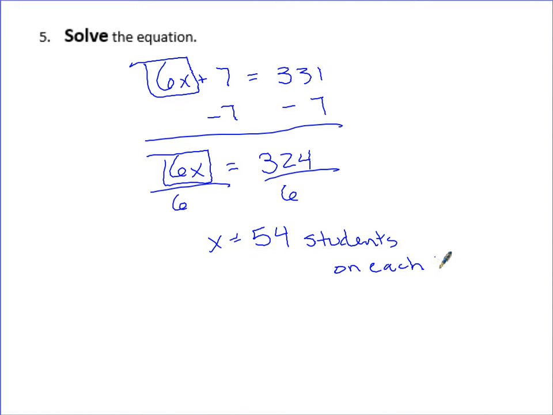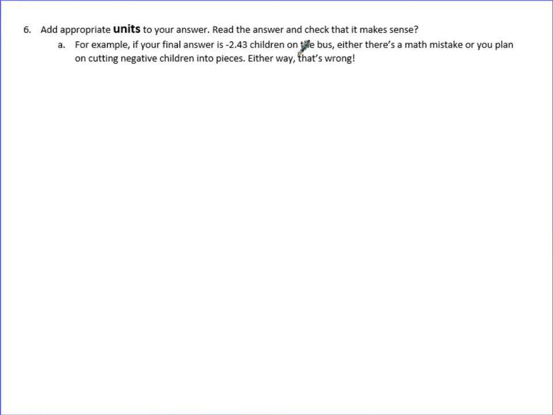And then the last thing that you're always going to do with word problems is check that your answer makes sense. Would it make sense to say we are going to put 54 students on a bus? Yeah, that's possible. You could put 54 kids on a bus. That would be totally reasonable. But what if we had something like x equals negative 2.43? Can we put negative 2.43 children on a bus?